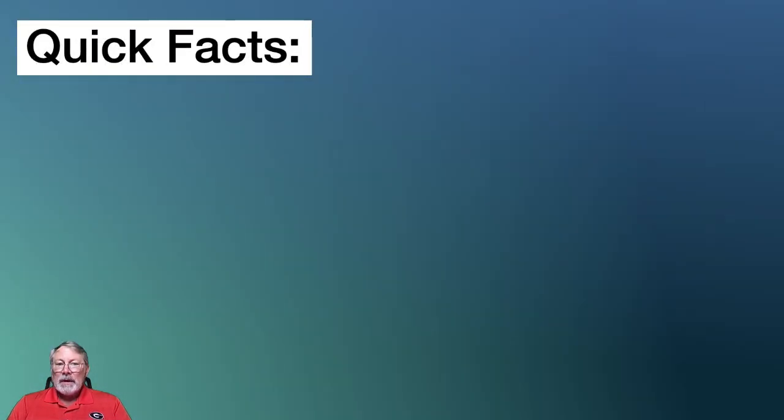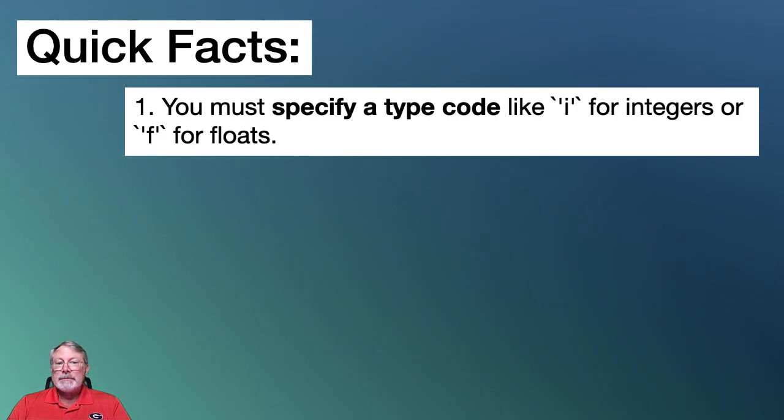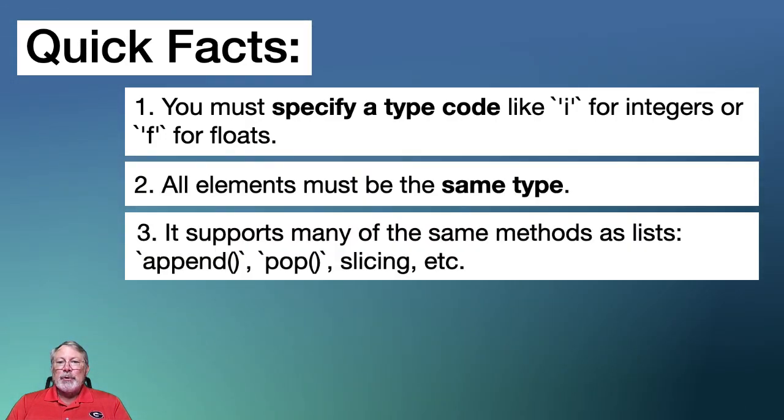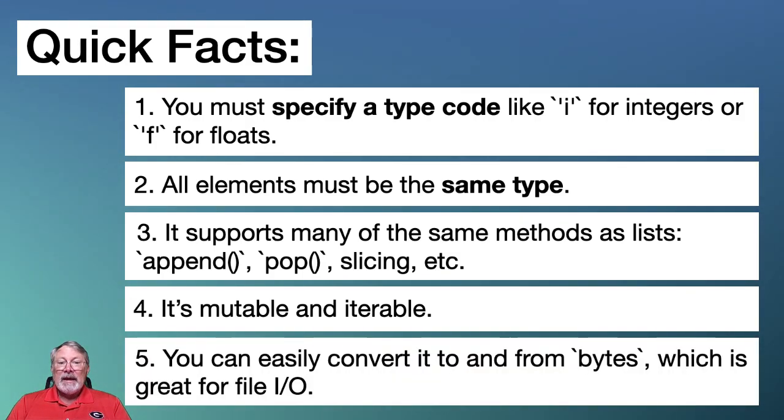Here are a few important things to know. You must specify a type code like I for integers or F for floats. All elements must be the same type. It supports many of the same methods as lists like append, pop, slicing, etc. It's mutable and iterable. And you can easily convert it to and from bytes, which is great for file input-output.